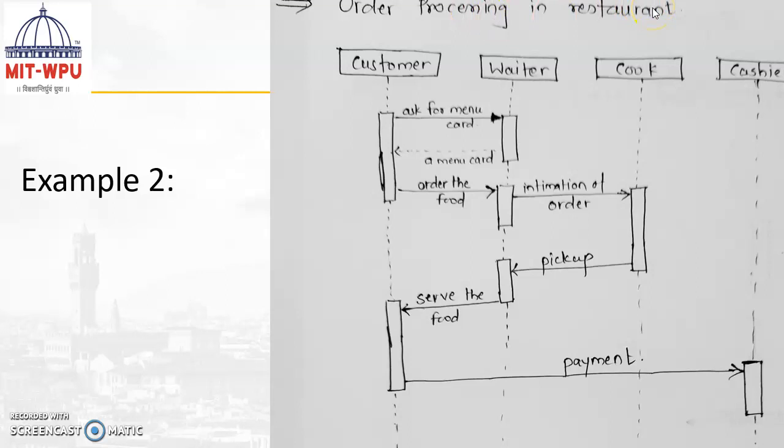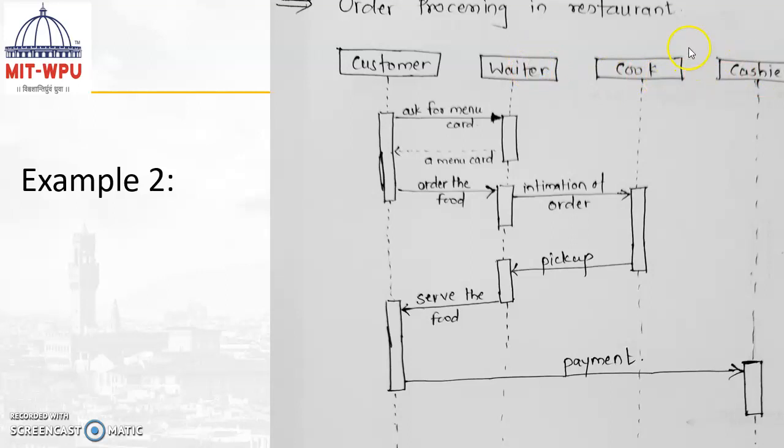So the problem statement is you need to show how exactly the order gets placed from a customer side for any particular restaurant. For that purpose, first we have to identify what the different objects needed here are. So we are trying to communicate a customer with other types of objects. So the first object we have to represent is a customer, and what are the different objects in a restaurant, like a waiter, a cook and a cashier.